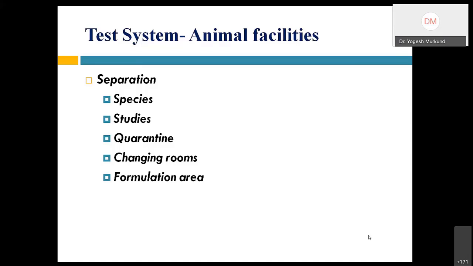Now, when you are in the experimental area, you have a dose formulation area also. You need to avoid making the dose formulation in your test rooms or experimental rooms, because there is a possibility of spillage or exposure to unintended animals. So, a separate dose formulation area must be there.